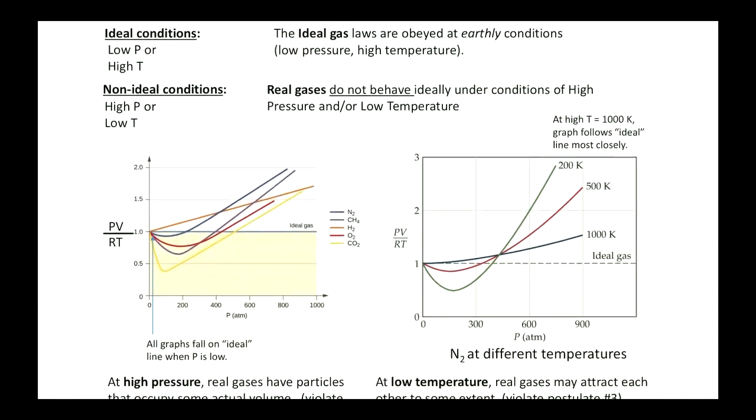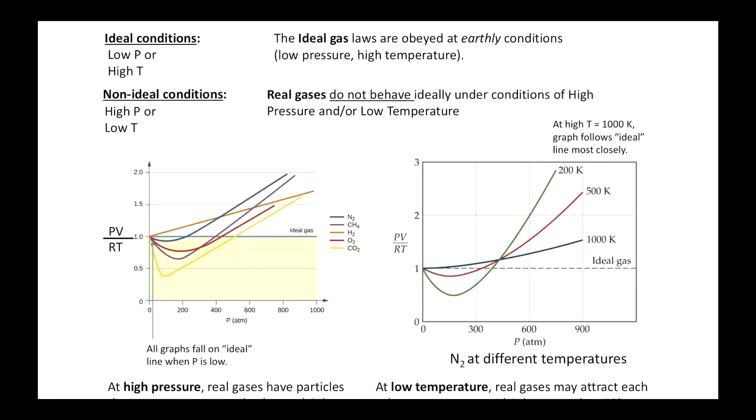Okay, so what are ideal conditions? I like to remember ideal conditions are earthly conditions. On Earth, we have a fairly low pressure, 1 atmosphere. That's really low, 1's a small number, right? Temperature is really high. Room temperature is like 20 degrees Celsius, so almost 300 Kelvin, all right? That's earthly conditions. That's a really high temperature. So ideal conditions are low pressures, high temperatures.